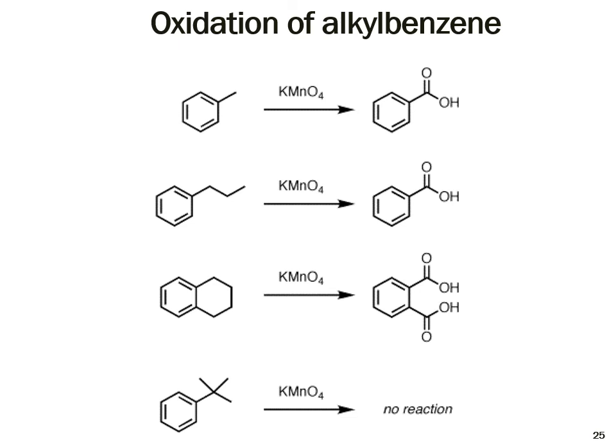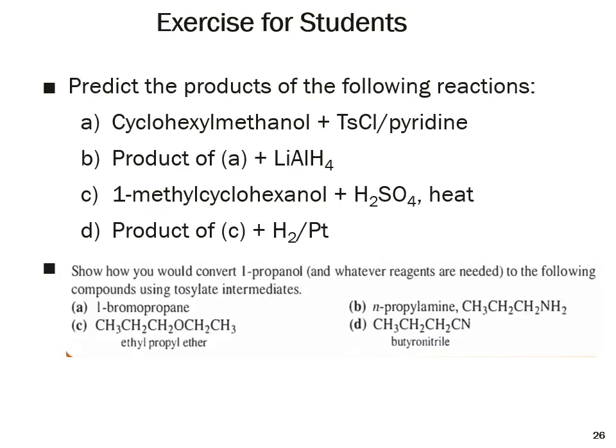But if you use a tertiary alkylbenzene where there is no alpha hydrogen that can be replaced, then there is no reaction. So that was the end of this lecture, and you have studied the oxidation reactions, where a hydrogen is replaced by an oxygen atom, and reduction reactions where an oxygen atom is replaced by a hydrogen atom. After this, I have a few questions for your practice.